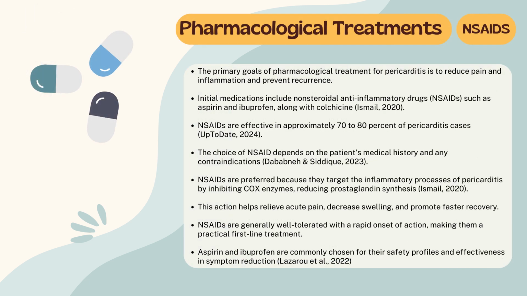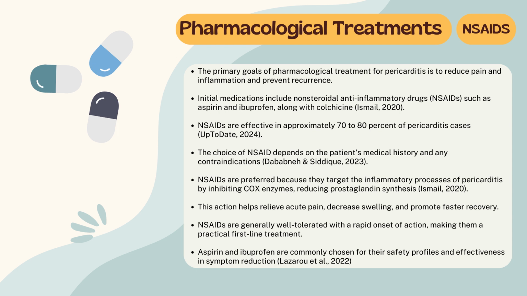In terms of pharmacological treatments, the primary goal is to reduce the patient's pain and inflammation, but also to prevent the reoccurrence of pericarditis. The initial medications used for treatment are non-steroidal anti-inflammatory drugs, NSAIDs, such as aspirin and ibuprofen, alongside colchicine. The use of NSAIDs is due to their anti-inflammatory properties, with studies showing them to be effective in approximately 70 to 80% of pericarditis cases.